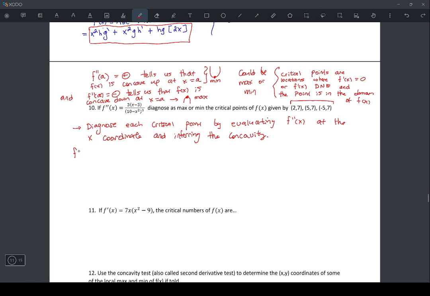Okay, so first critical point, we're going to plug in 2 for x. F double prime of 2, we're going to have 3 times 2 minus 3 divided by 10 minus 4 all cubed. So 3 times negative 1 over 6 cubed. And what matters most is what comes out of this is negative. That means f of x is concave down. So that means 2,7 is a max.